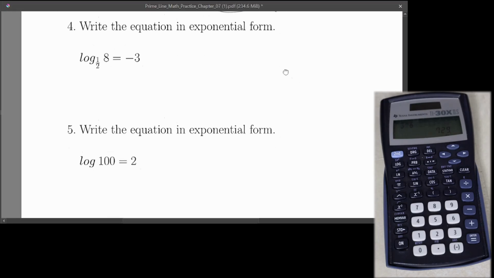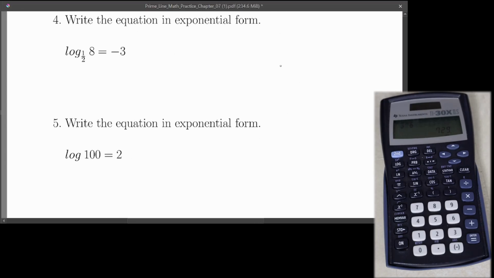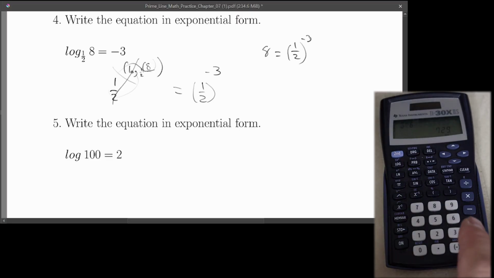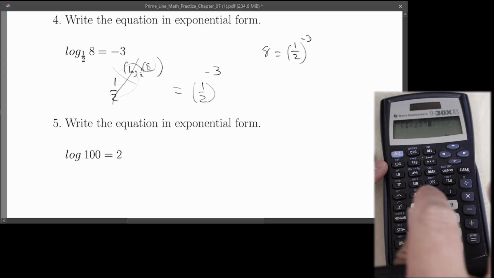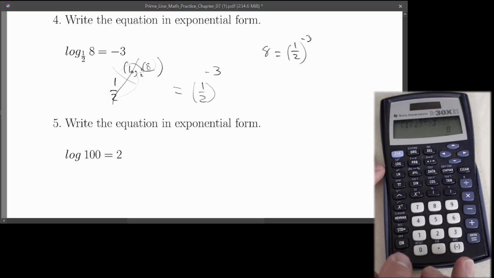Number 4. So notice we're going to write it in exponential form. We've got the 1/2 base. So we're going to take 1/2 to the log base 1/2 of 8 power equals 1/2 to the -3 power. These things cancel out and we're left just with the 8. So 8 equals 1/2 to the -3 power. And we can verify that. 1/2 to the -3rd power, and we get 8.